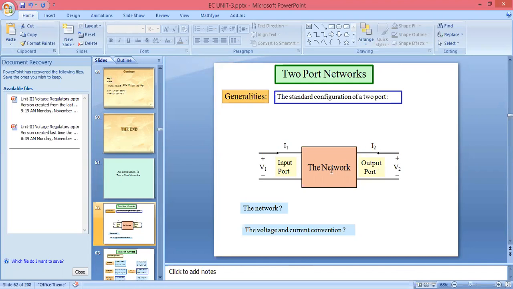So we can say here this network is having two pairs of terminals. One pair of terminals is at the input and one pair of terminals is at the output. So one of them is the input port, and the other pair is called the output port for a two-port network. So we can see here in this network we are having four variables. Which variables we are having here? At the input we are having V1 and I1. At the output we will get I2 and V2.